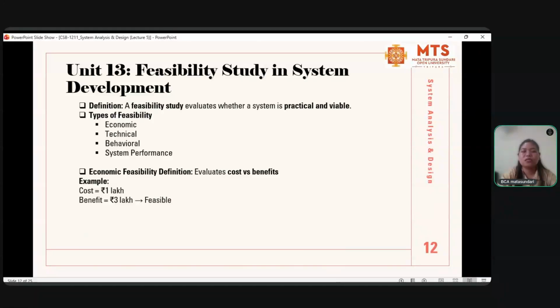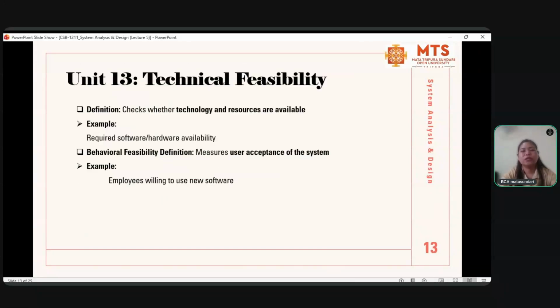If the cost is 1 lakh and the benefit is 3 lakh, then it's feasible. If your cost is 2 lakh and your benefit is 1, then it is not feasible. The benefit must always be greater than the cost. So next, technical feasibility.